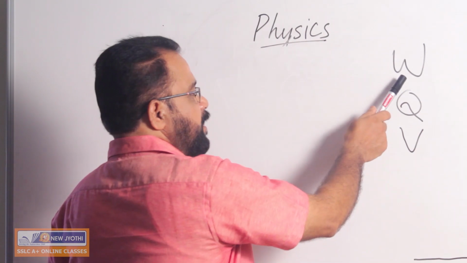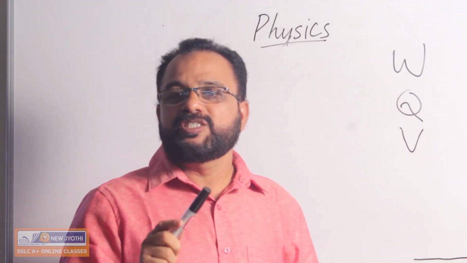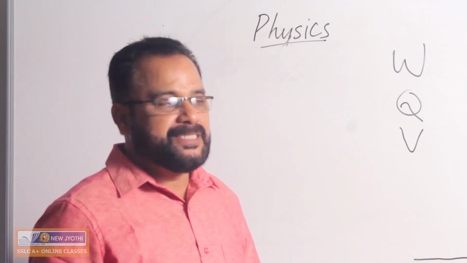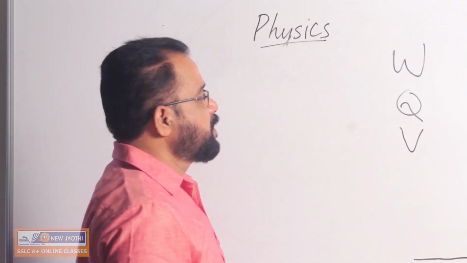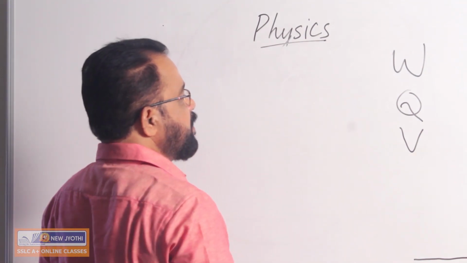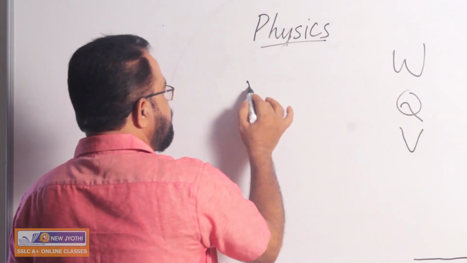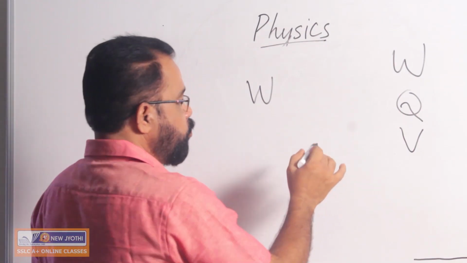If W is the work done in moving a charge Q from one point to another point under one volt potential difference, and Q is the quantity of charge, then we can say W is equal to QV.